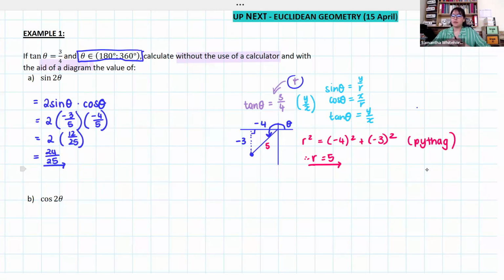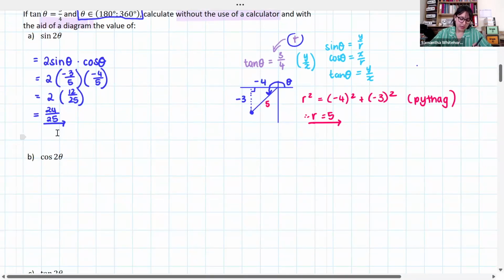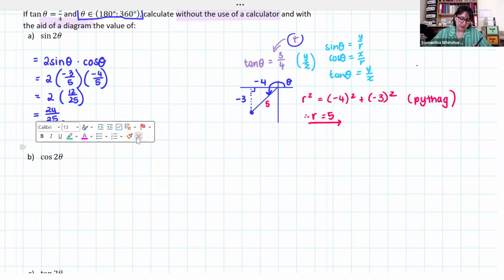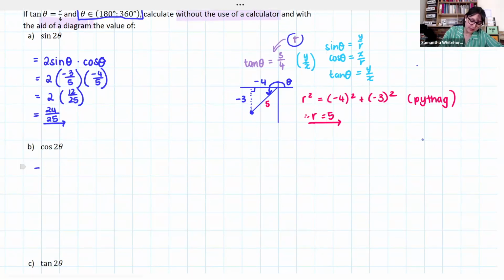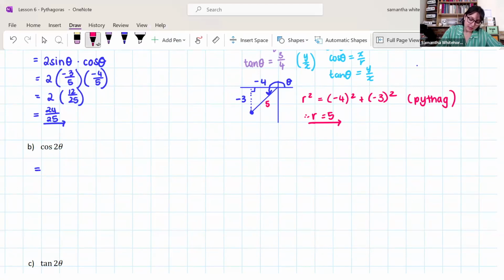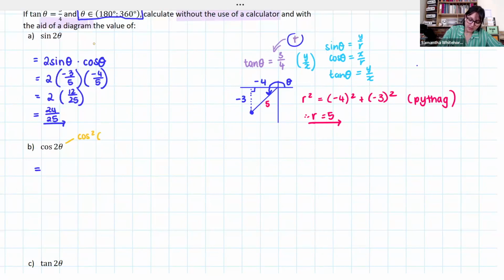The same thing's going to happen now in question B, where we've got cos 2 theta. So let's just get rid of some of the space. Cos 2 theta, same thing. I'm going to use an identity. Grade 12s, remember, cos has 3 double angle identities. You need to decide which is most beneficial. Cos squared theta minus sine squared theta, 2 cos squared theta minus 1, or 1 minus 2 sine squared theta.